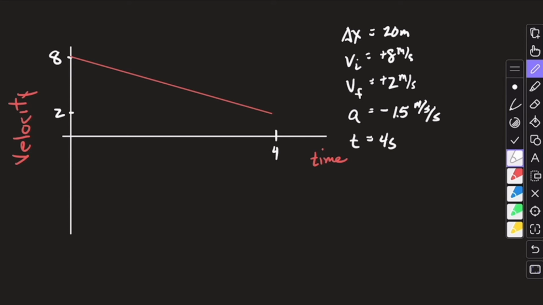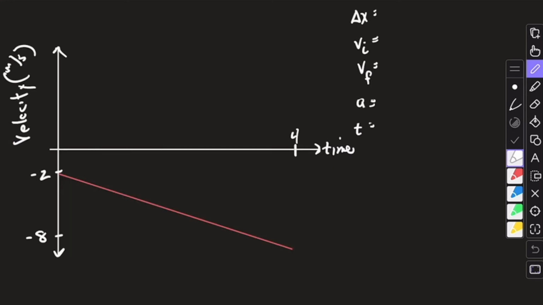It's negative. The big takeaway here is, the only difference, this object started fast and slowed down. That makes sense too? Now, you might begin to develop the idea that if the acceleration is positive, the object is speeding up, and if the acceleration is negative, the object is slowing down. And you'd be incorrect. You need to pay attention closely here.